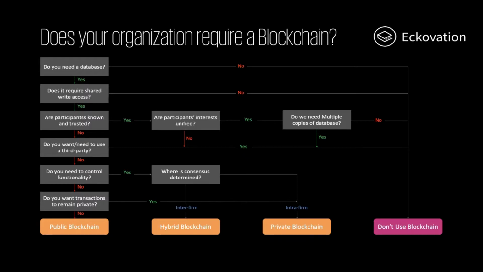So let's see, the first parameter we have is, do you need a database or not? If you are developing an application which is just going to read some text and images and links, so first of all you don't even need a database for that. If you don't need a database, obviously you don't need blockchain as well.